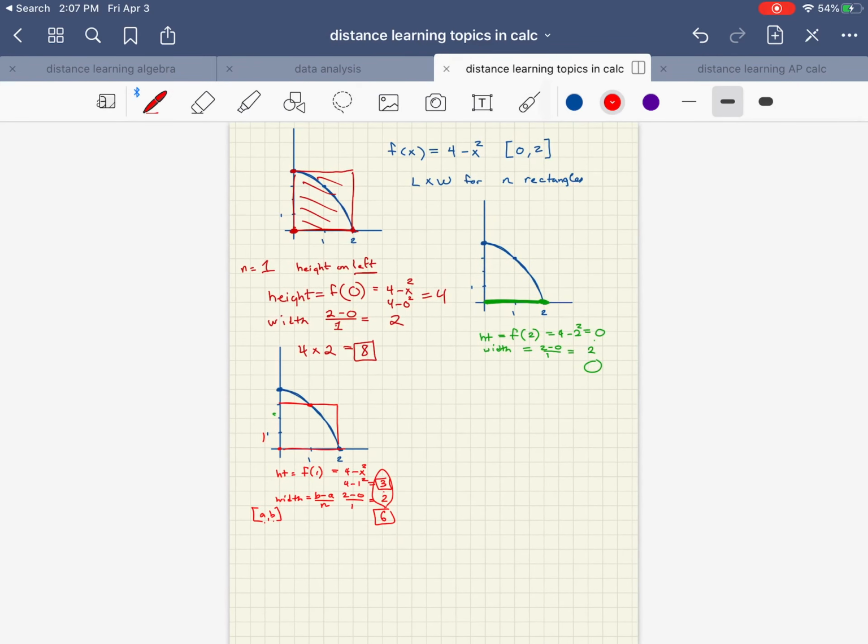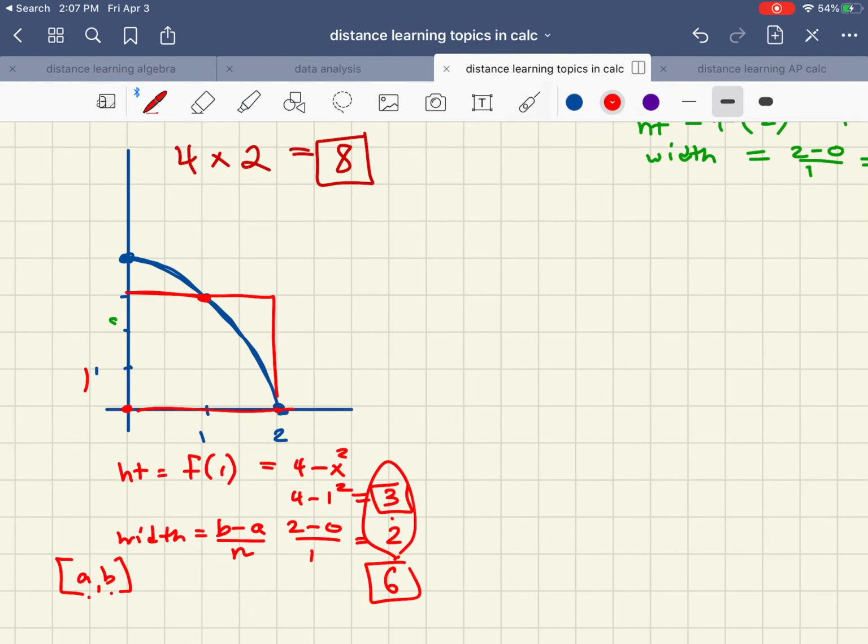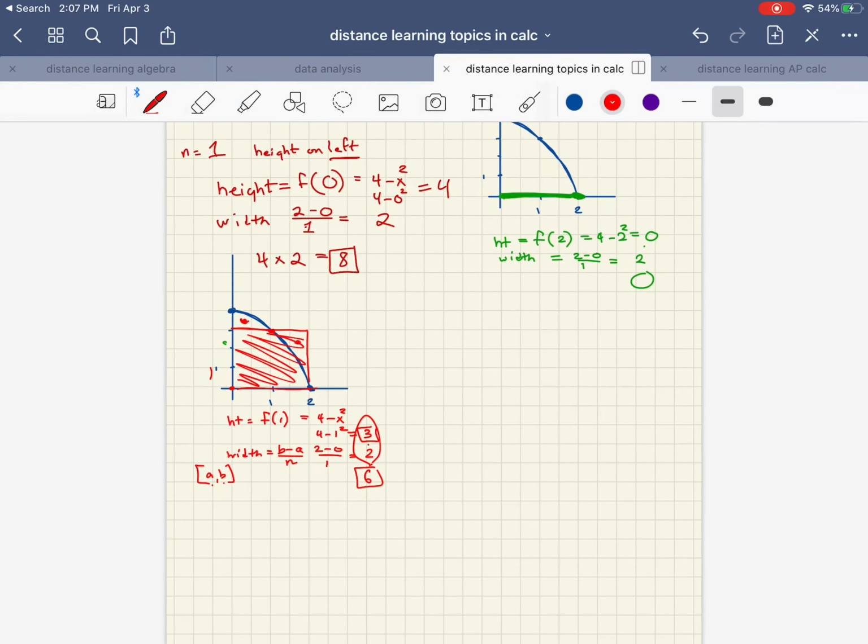So out of those three, obviously 0 is way off. 8 is clearly too much. This one, you can kind of see that whatever we miss over here, we add over here. So it's probably the closest estimate. So this 6 is probably the closest estimate. However, we don't want to use 1.